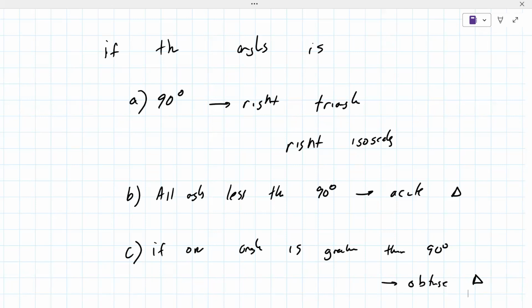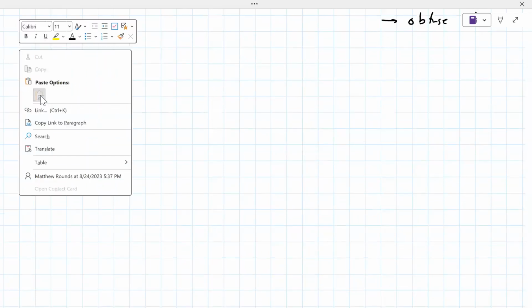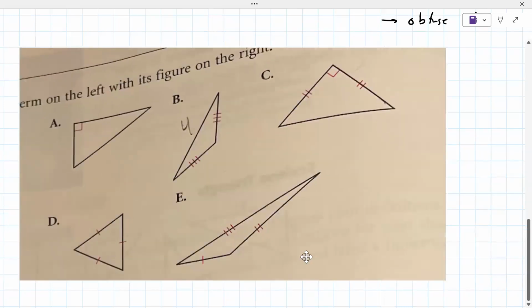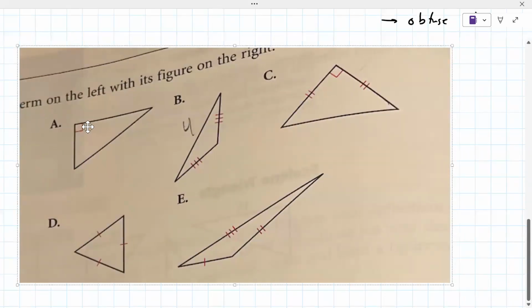So all of this is needed to answer 1 through 4. We're actually just going to look at A, B, C, and D, one at a time here. So A is a right triangle because it has a right angle.